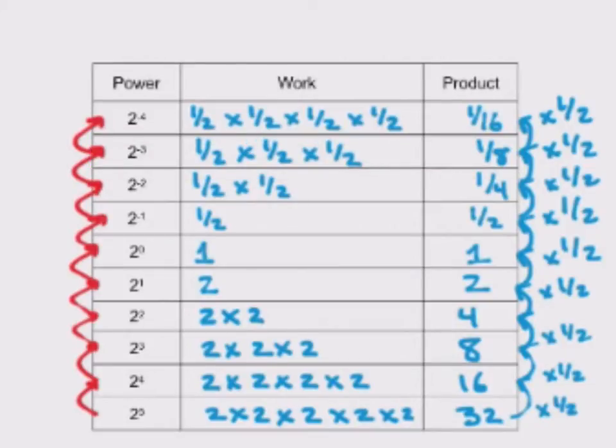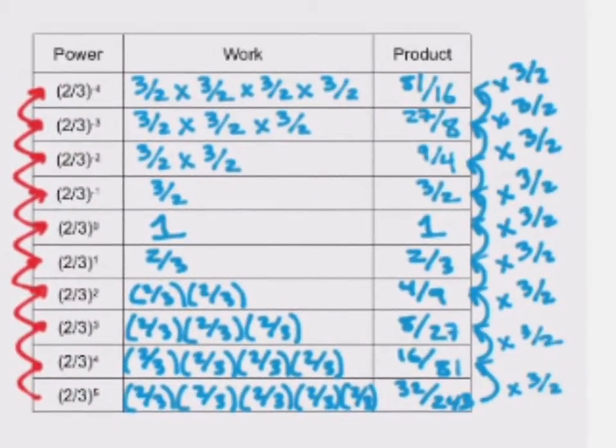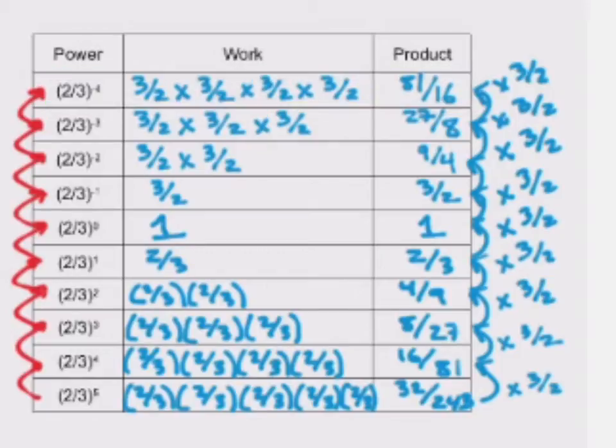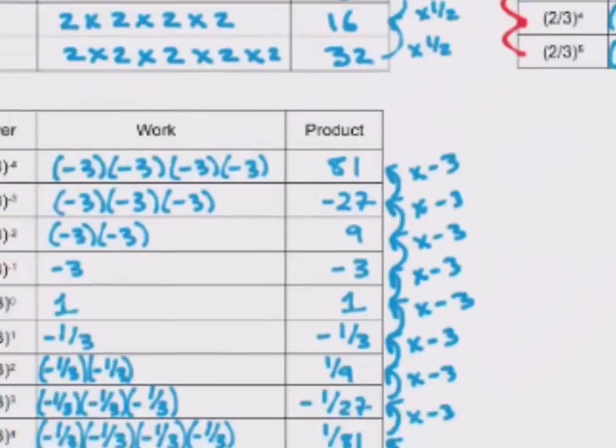What about the 2/3 table? Again, it appears that raising 2/3 to a negative power yields the same thing as raising its reciprocal 3/2 to the positive power. For instance, 2/3 to the negative fourth power seems to be the same thing as 3/2 to the positive fourth power. All right, what about the negative 1/3 table?